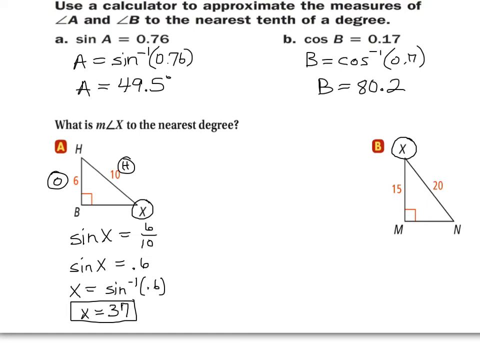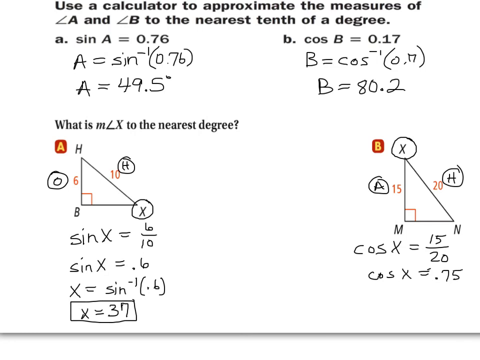All right, now that you've hit pause and got the answer, let's check it. From angle X, I have the adjacent side here, and I have the hypotenuse. Well, adjacent and hypotenuse is cosine. So you're using the cosine of X, that's our angle, equals adjacent, which is 15, over hypotenuse, which is 20. Well, that becomes the cosine of X equals 0.75, because I make that a decimal.